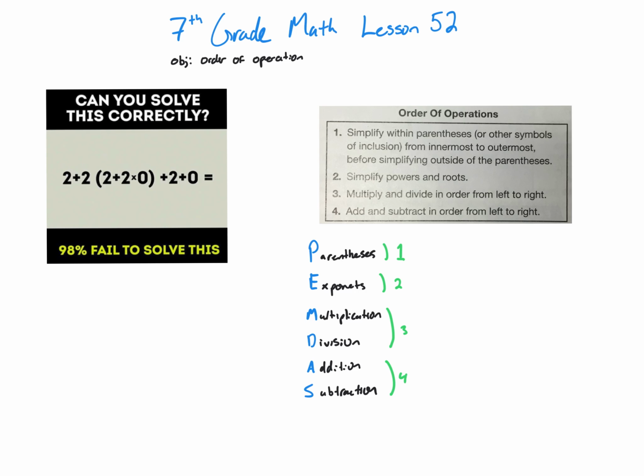This is lesson 52. Our objective for today is understanding order of operations. And if you don't think it matters in life, at some point you're going to end up with something like this on your feed. At least I end up with them all the time. Maybe it's because I'm a math teacher, I don't know. And people will say, can you solve this correctly? And it says 98% fail to solve this correctly.